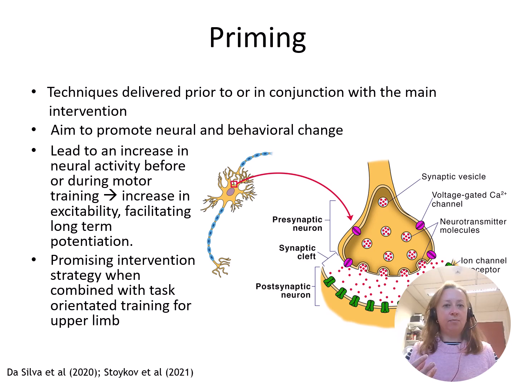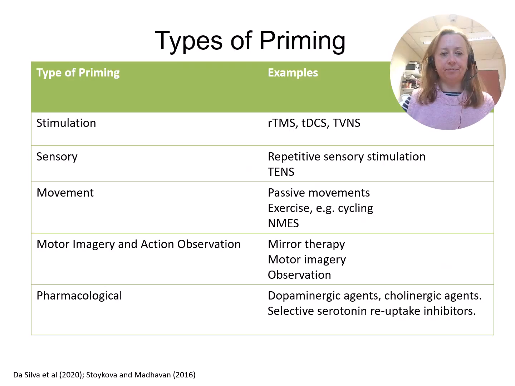And the theory is that priming leads to an increase in neural activity before the motor training by getting the brain more excited, and that facilitates connections and long-term potentiation, so changes some of what's going on centrally in the brain. So it's like getting the brain warmed up, getting it excited and ready to learn, so that when we practice the activity we want to learn, it's more likely to embed. And priming is a really promising strategy when it's used in the right way and combined with repetitive task training.